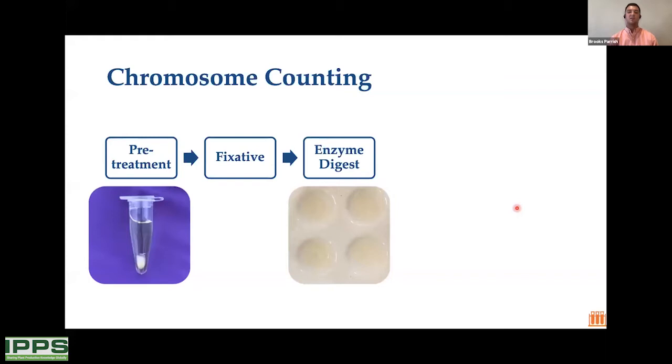So for our enzyme, we cut our root tip even smaller, about 1 millimeter in length, and place that in a 2.5% cellulase and pectinase solution. These two enzymes are critical in removing that thick plant cell wall so that we can view into these cells.